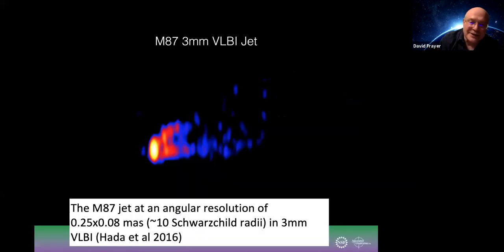Just a pretty image of the M87 jet at 3 millimeter wavelengths. This is the source that shows up as a donut, where the Event Horizon Telescope at 1 millimeter has those beautiful images of the surrounding area of the black hole.